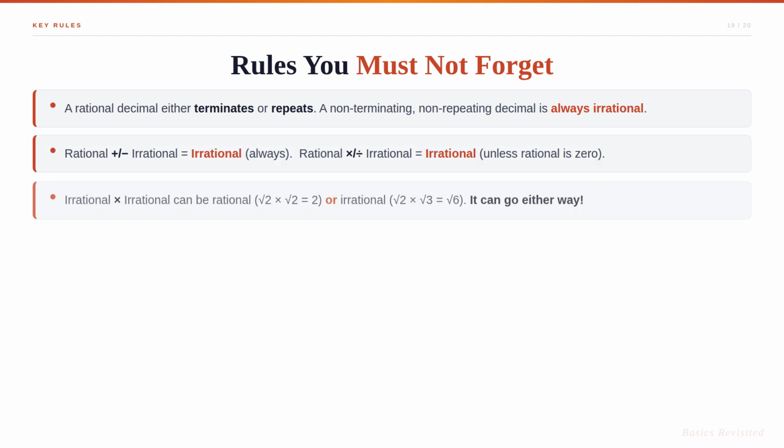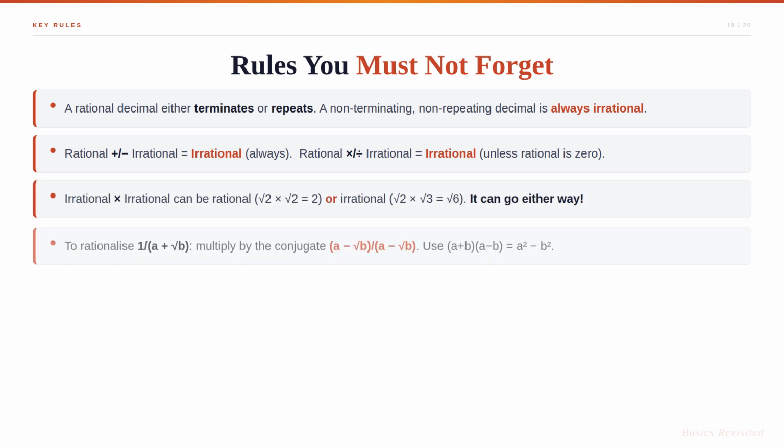Rule 3. Irrational times irrational can go either way. Root 2 times root 2 is rational. Root 2 times root 3 is irrational. You cannot assume the result without checking. Rule 4. To rationalize 1 over a plus root b, multiply by the conjugate a minus root b. Use the identity a plus b times a minus b equals a squared minus b squared.